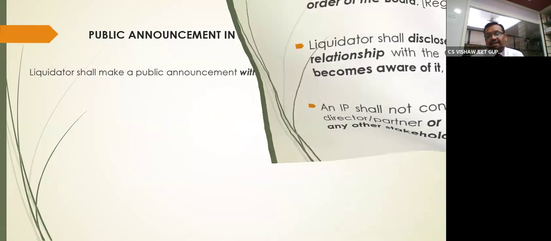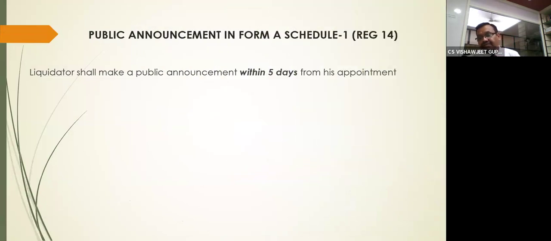Now, the liquidator has been appointed, and what will the liquidator do after his or her appointment? The liquidator shall make a public announcement within 5 days from his appointment. So timelines are very important. Please follow the timelines if you are a liquidator in a voluntary liquidation process. So within 5 days, you will have to make a public announcement.